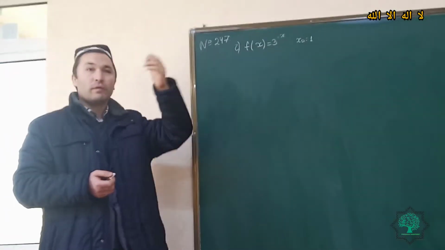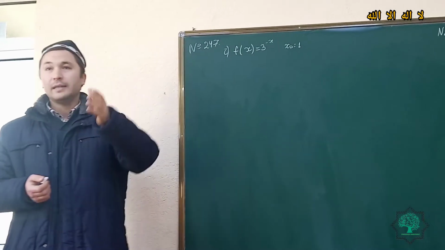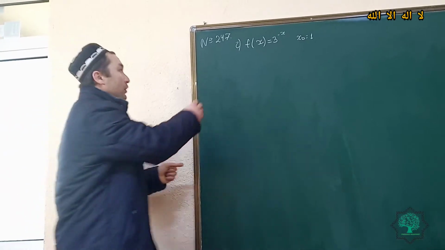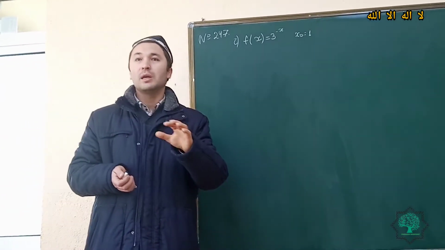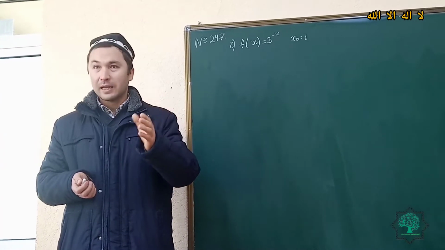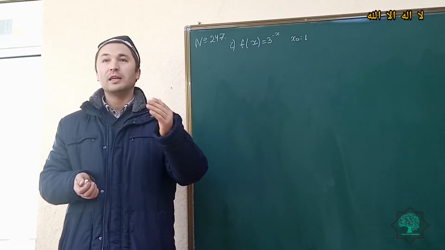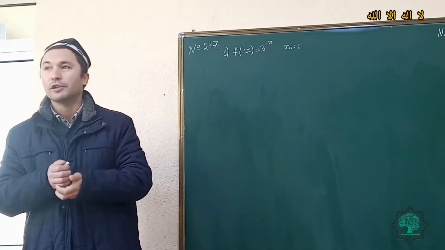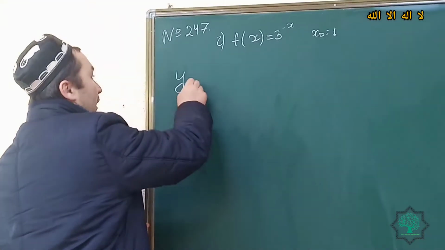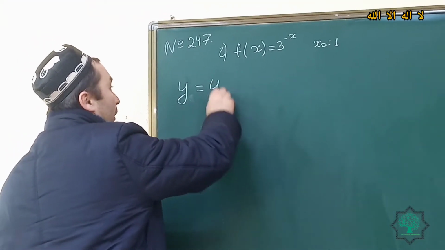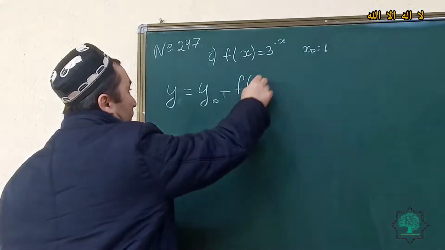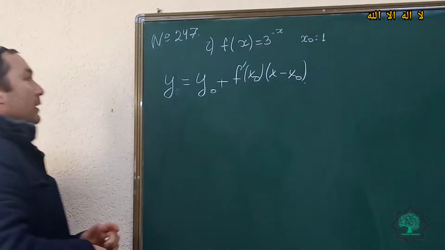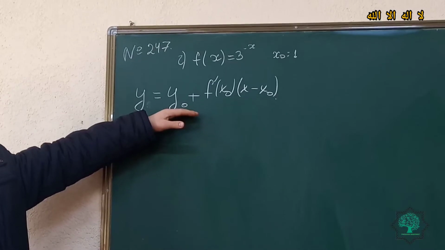Please look forward and be attentive. In order to find the equation of the tangent of a function, we must use this equation. We have passed this theme when we were in 10th class. Once more, we must remember this equation. The equation of the tangent is so. This was the equation of the tangent of a function.